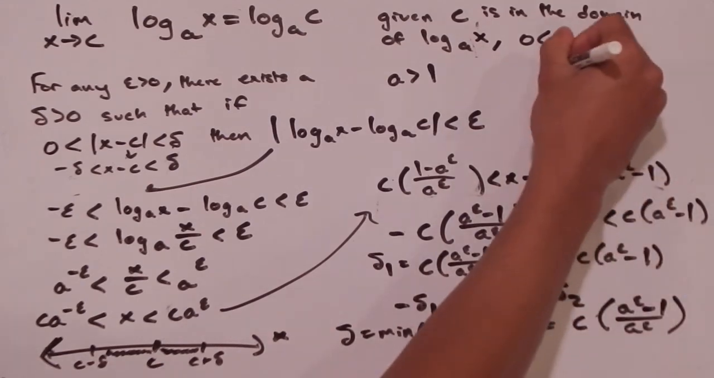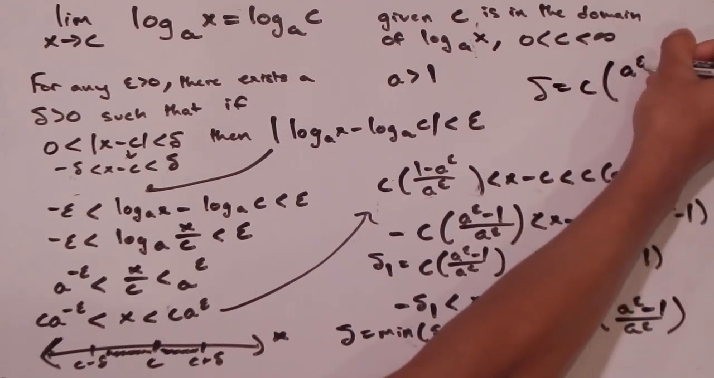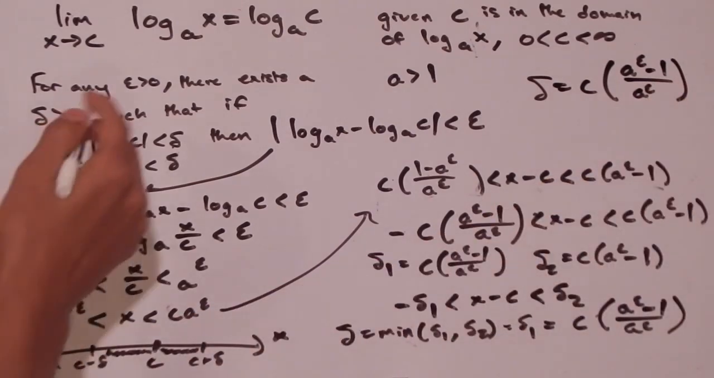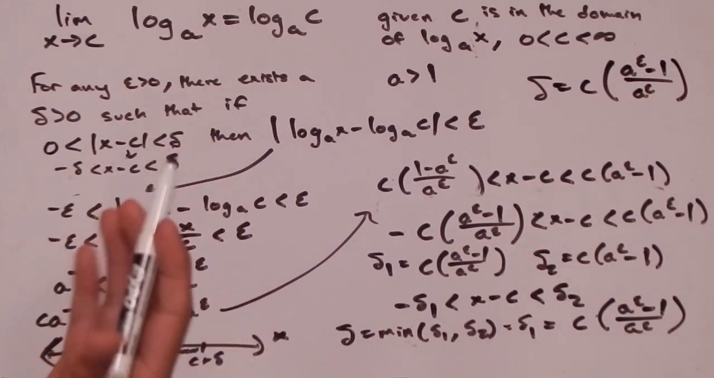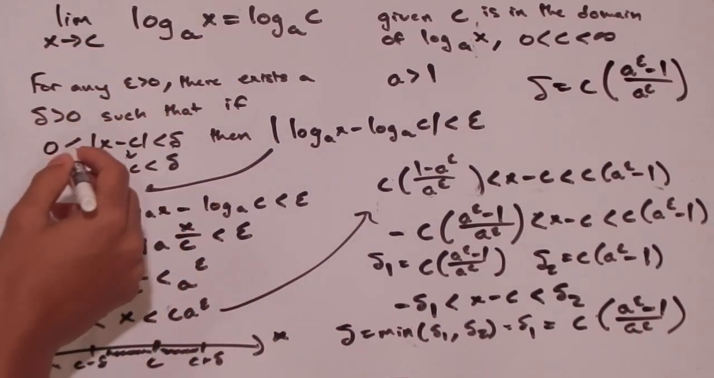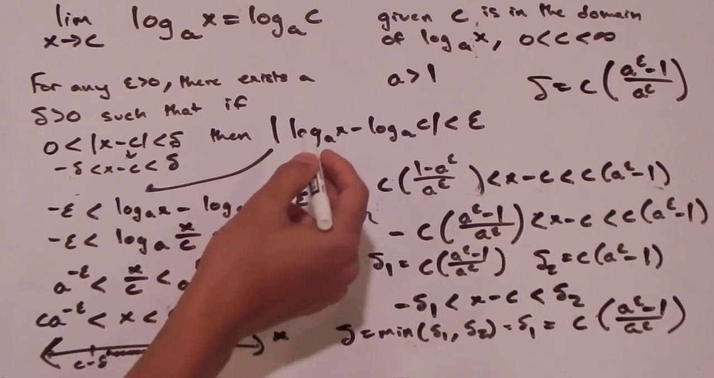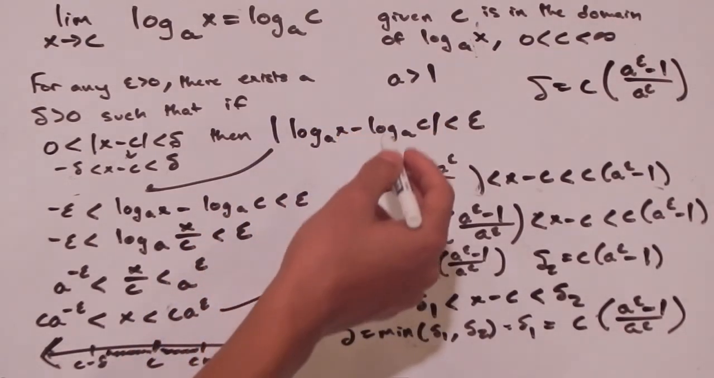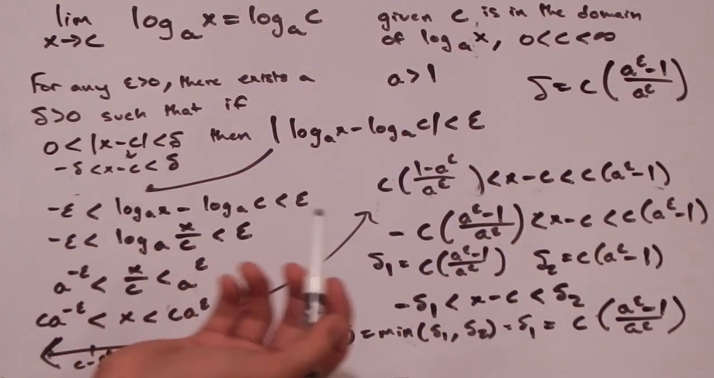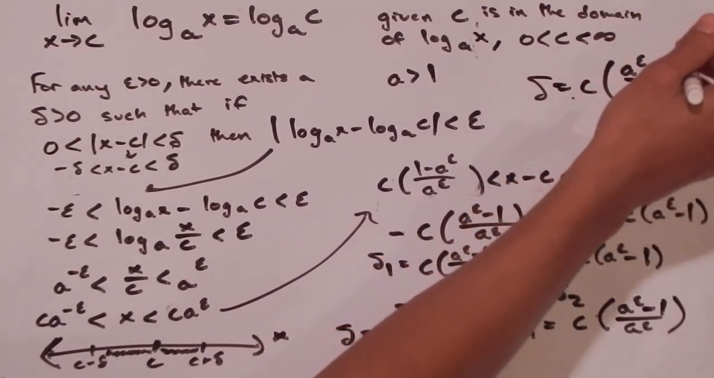And look at what that delta value equals. That delta value equals c times (a to the epsilon minus 1) over a to the epsilon. So essentially, for any epsilon value, you give me any epsilon value, I will give you back a delta value such that if 0 is less than the absolute value of x minus c is less than delta, then the absolute value of log base a of x minus log base a of c will be less than epsilon. And that delta value I give back will be c times the quantity a to the epsilon minus 1 over a to the epsilon.